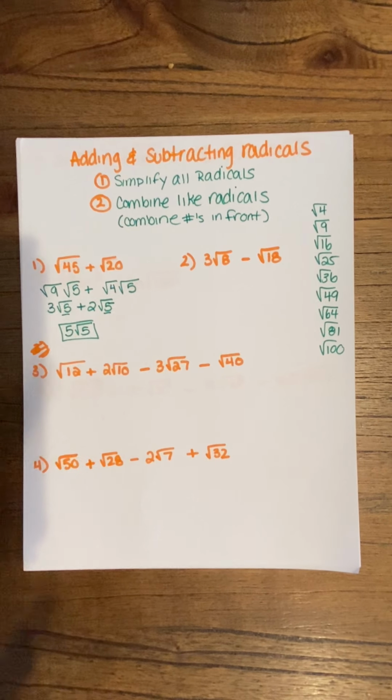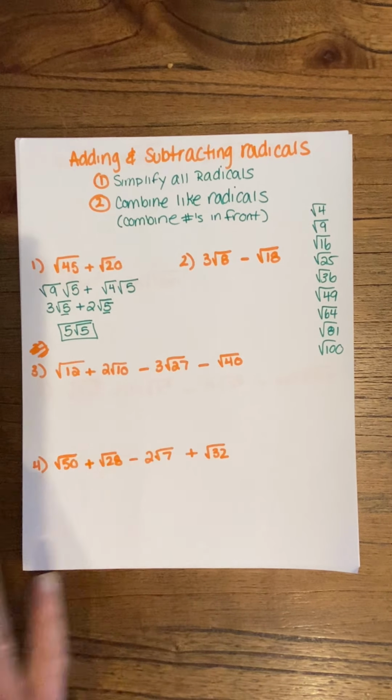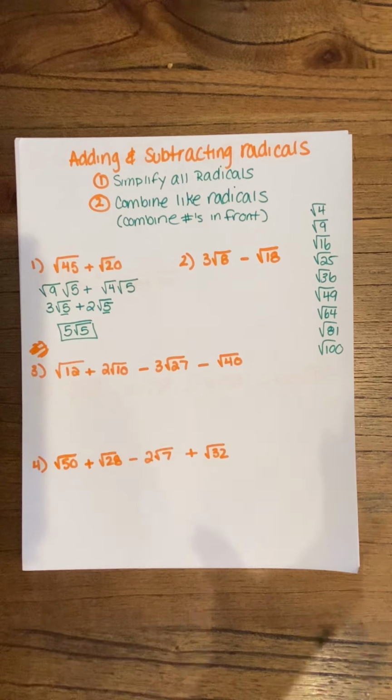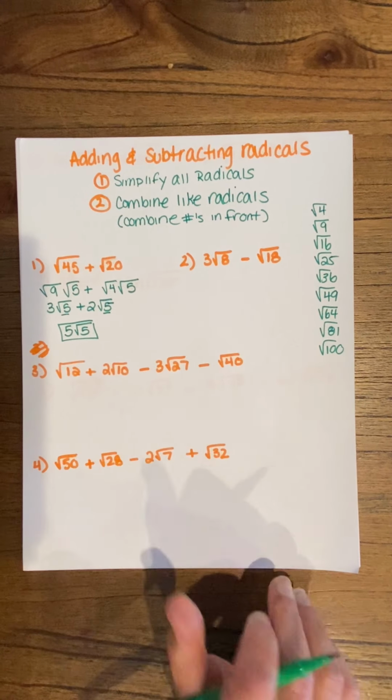So you're going to simplify, and if they have the same radicals, you combine them. If they don't, you just leave it alone. It means you can't add.